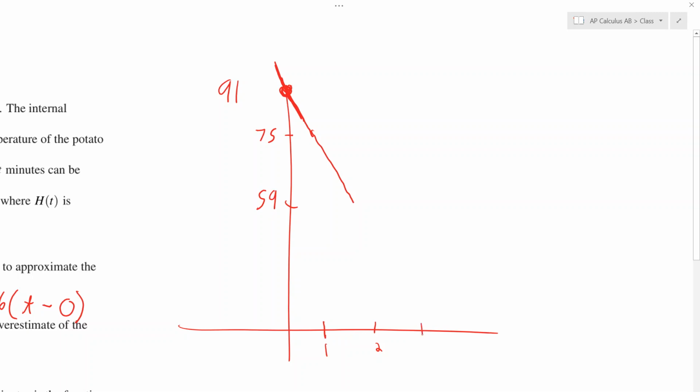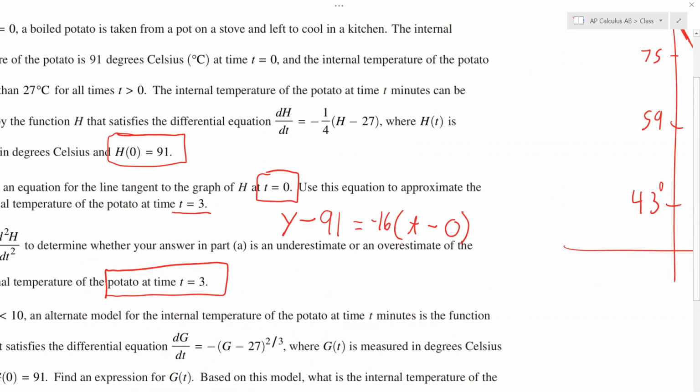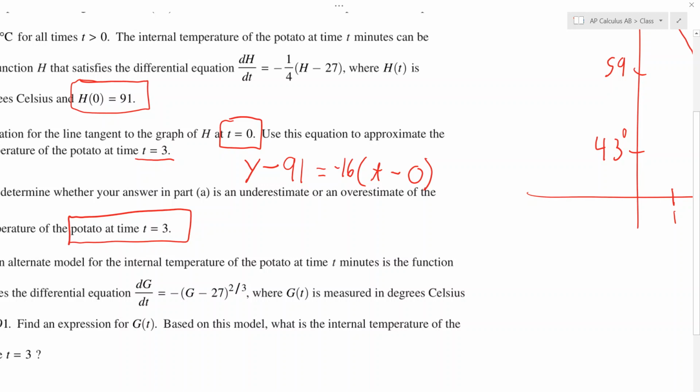And after a third minute, it's going to go down 16 more. And we're going to say that is 43 degrees. So based on the information we have currently, we believe the temperature will be somewhere around 43 degrees. Okay? And that's exactly what you get when you plug 3 into here. Does that make sense?